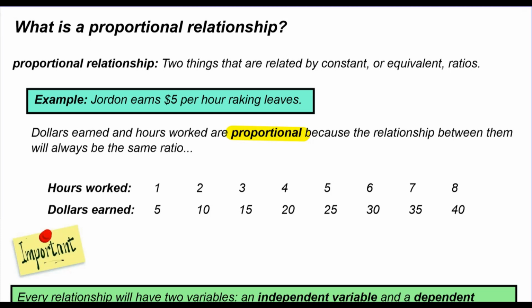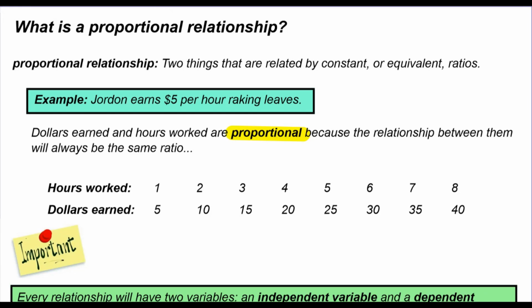So first of all, what is a proportional relationship? A proportional relationship is when you have two things that are related by a constant or equivalent ratios. So the relationship between the two things is always a constant ratio. So an example of a proportional relationship would be if Jordan earns $5 per hour raking leaves. Dollars earned and hours worked are proportional because the relationship between them will always be the same ratio. So let me show you what I mean by that.